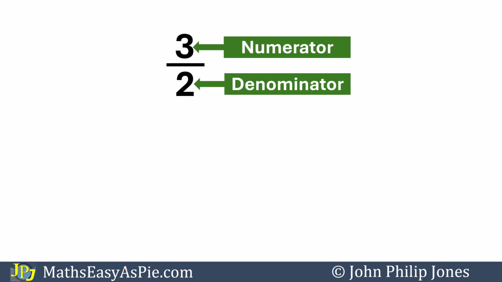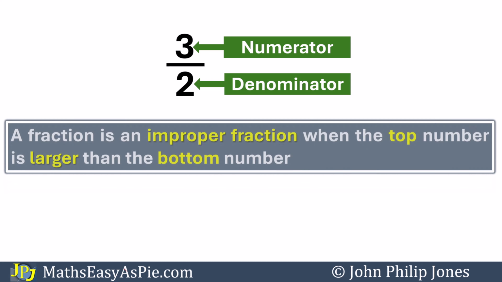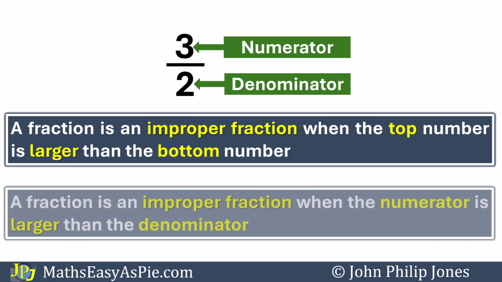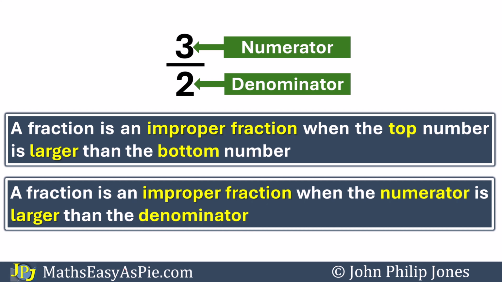an improper fraction. A fraction is an improper fraction when the top number is larger than the bottom number. We can write this more accurately using the more acceptable mathematics terminology as follows. A fraction is an improper fraction when the numerator is larger than the denominator.